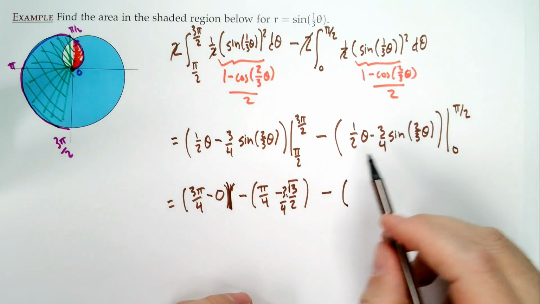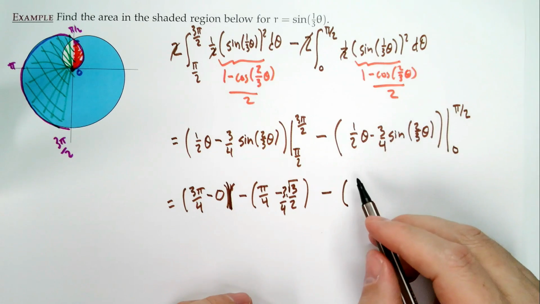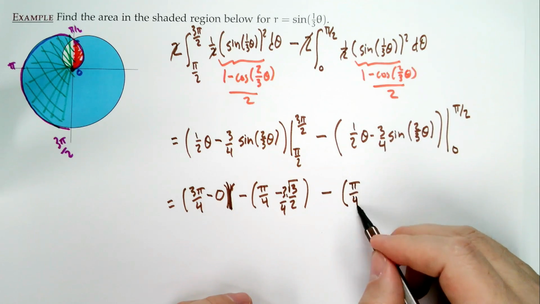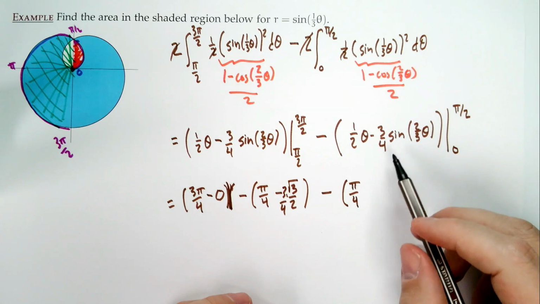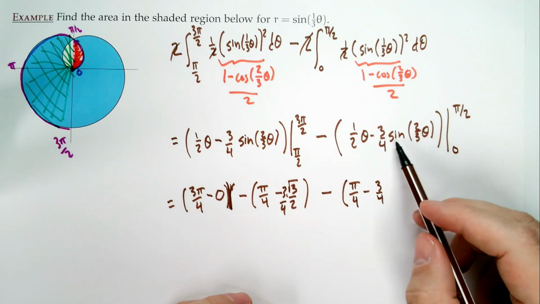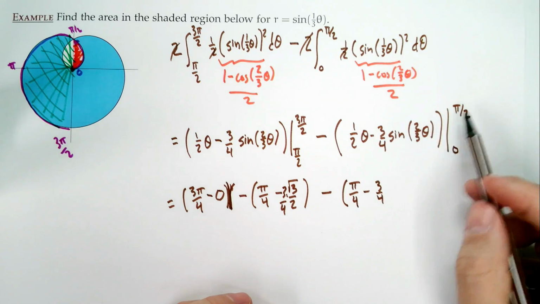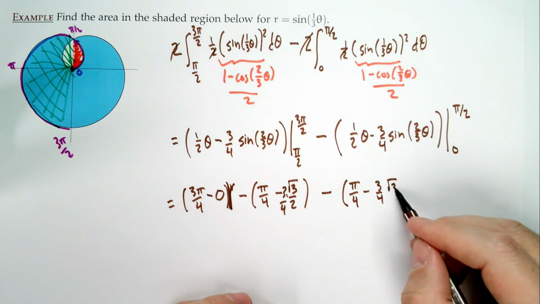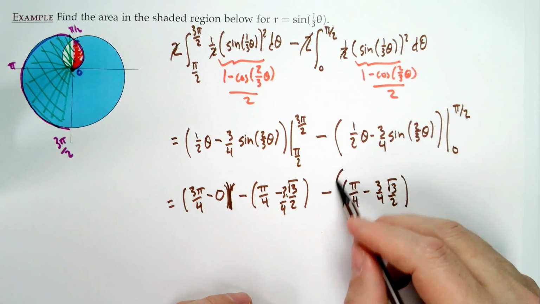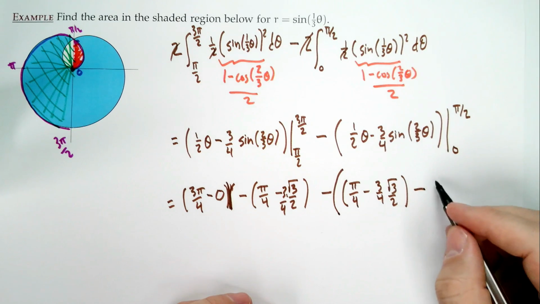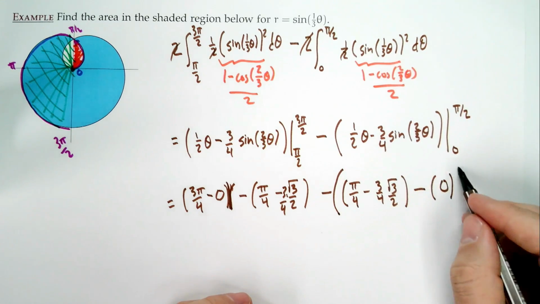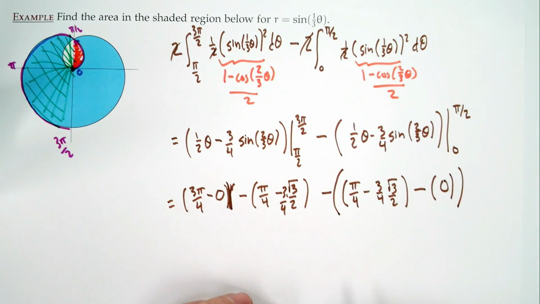Minus, okay, so we're going to plug in 1/2 times pi half, so that's pi over 4. And then we're going to get minus 3/4 times the sine of pi over 3 again. Well, we don't have to hum and haw twice. And then, okay, I'm going to use extra parentheses here. Minus, plug in 0. Well, finally, some good news. 0 is very convenient.